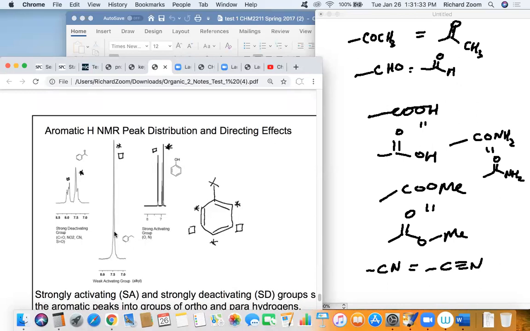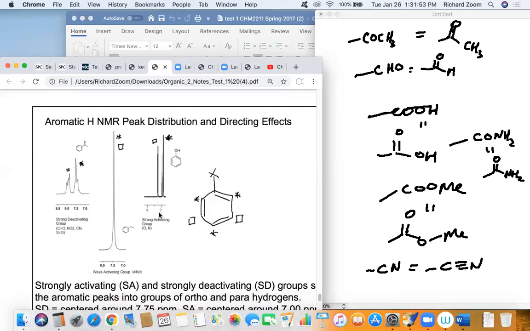And it can be useful, especially when you're trying to put a structure together and you're trying to figure out what's connected to the ring. The peak structure, or how the peak distribution, can be at least a clue as to what is directly attached to the aromatic ring. So it's just something to think about.